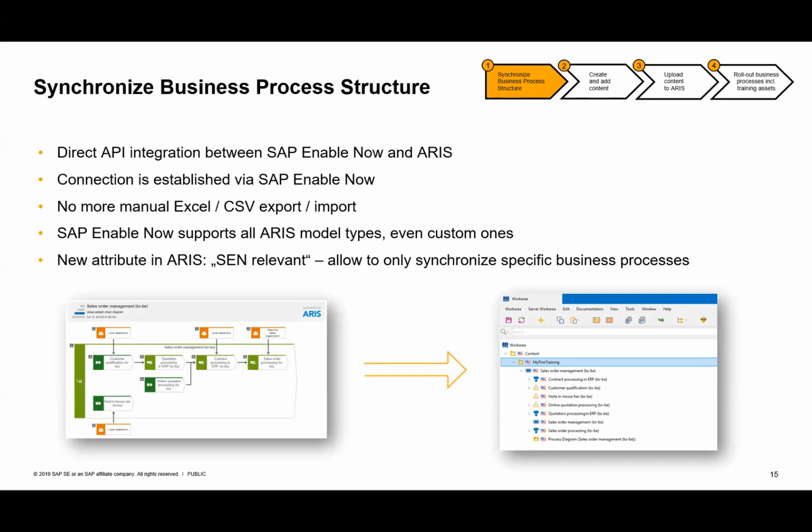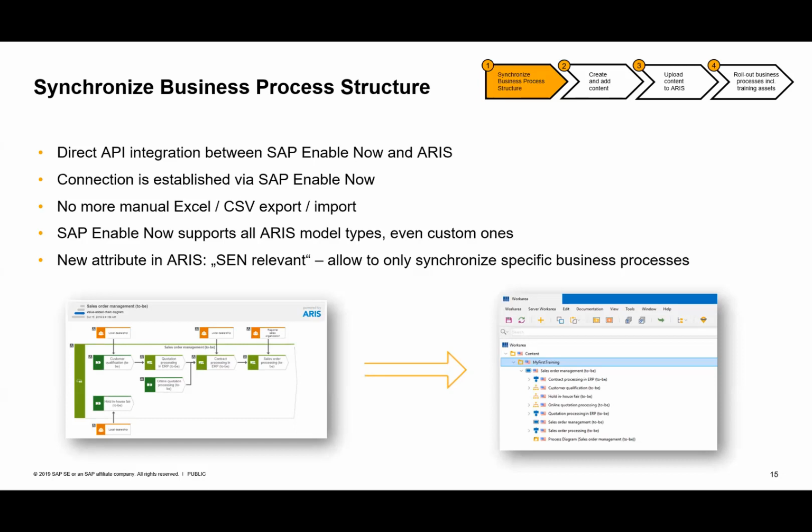Here we make use of a direct API integration between both tools. So you don't need to take care of a file export or import, for example. It's really seamlessly integrated between both systems. The connection is actually established via SAP Enable Now. This is the tool where you start your synchronization in both directions. So it's really handy to use this integration.